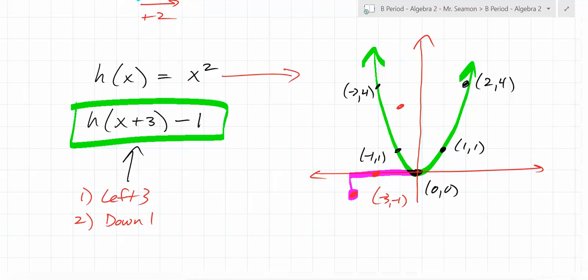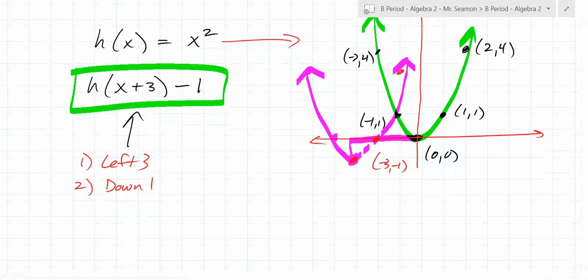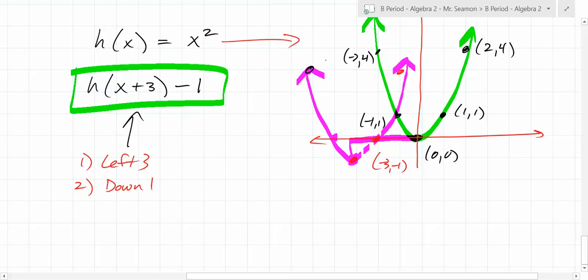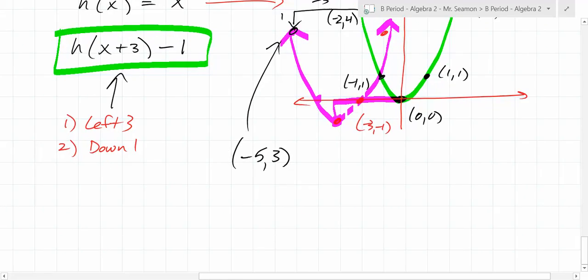You end up with an arc that looks like this. So what are those 5 points going to be? What is this point right here? This point went back 3 and down 1, right? So if you're at negative 2, 4, what's your new point right there? Left 3, negative 5. You went down 1, 3. Exactly. So you can take all 5 points.